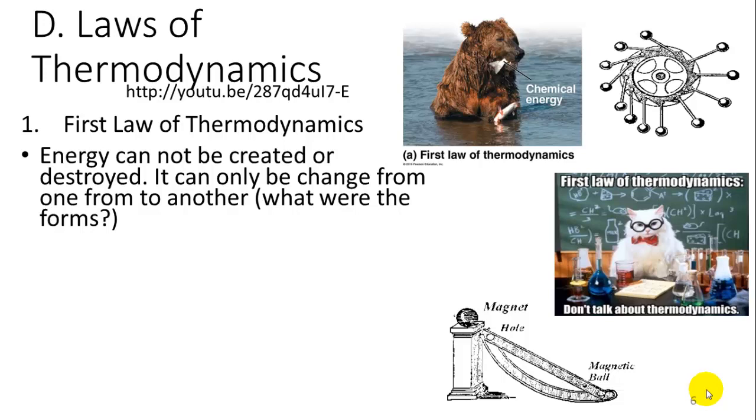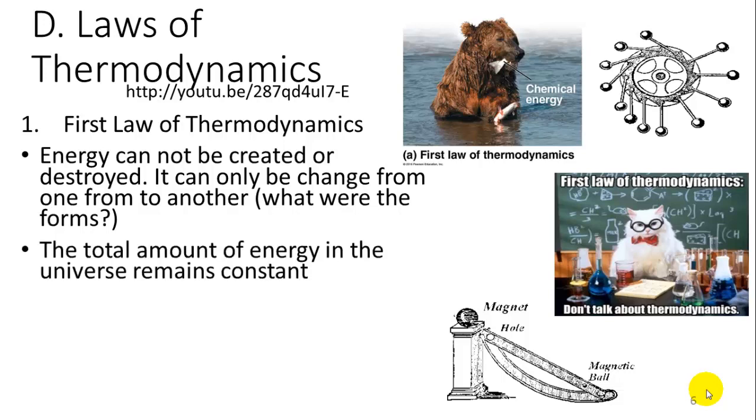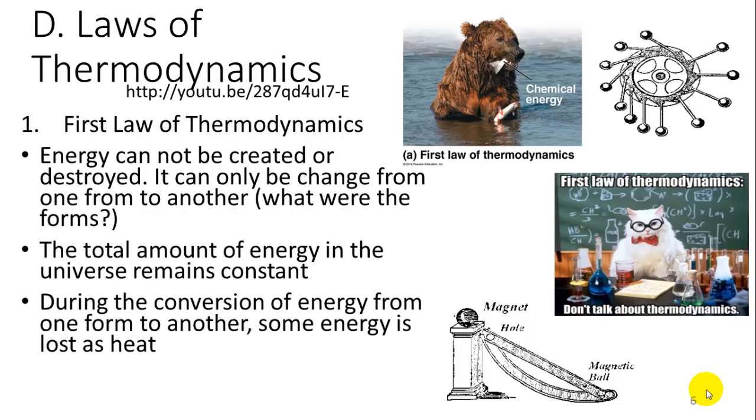But the amount of energy in the universe is constant, is finite, is all there is, and there's not going to be any more or less. When energy is converted from one form to another, some of it is lost as heat. So there is no 100% efficient transfer from one form of energy to another.